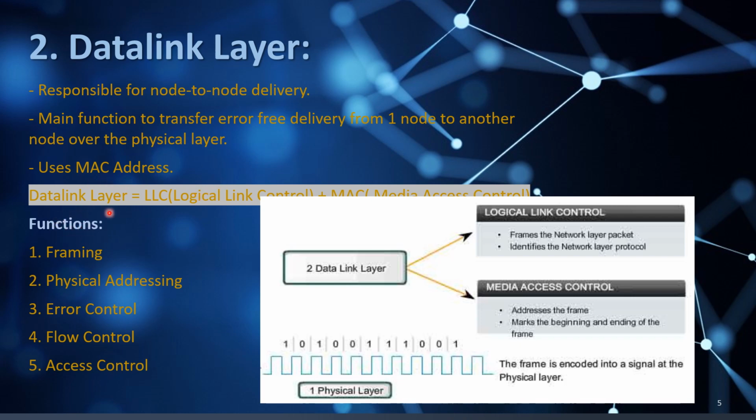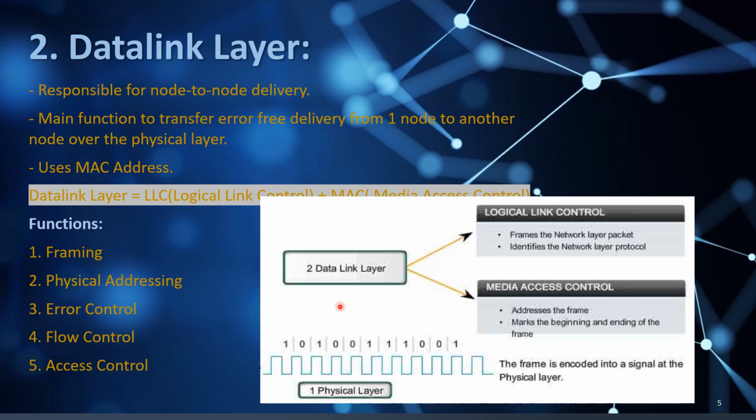What are the main functionalities of the data link layer? Framing is the main functionality. Physical addressing: once the frames are formed, the address is added into the data link header of the frame. Error control: if any frame is damaged or corrupted, it retransmits the frame. This is the benefit of error control. Flow control: at a constant rate of flow, it transmits the frames from sender to receiver.